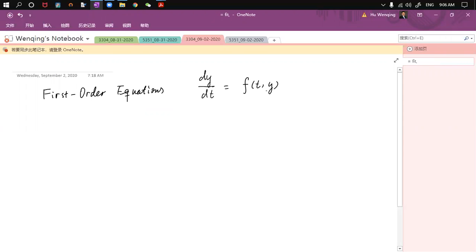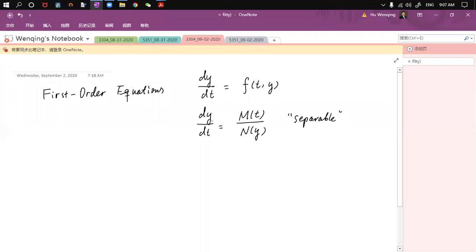But such a general first order equation may take the form dy over dt is equal to m of t divided by n of y. This is what we call a separable form. We've been talking about how to solve a differential equation in separable form. Now this is the first order equation.